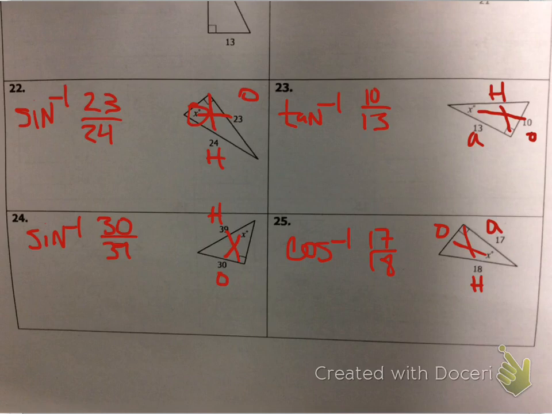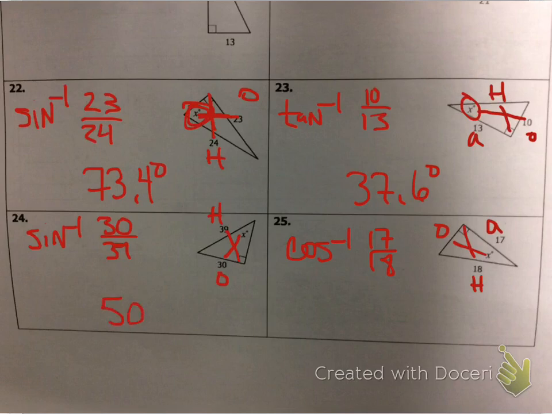Okay, so you can see here I've already got them set up. But again, opposite, hypotenuse, put the numbers in. When you're looking for the x inside, the degree inside, you're going to do the inverse. So you type that in straight in as it is, and you should get, like here, 73.4 degrees. Type this one in, you should get 37.6 degrees. That's 30 over 39, that's 50.3 degrees.